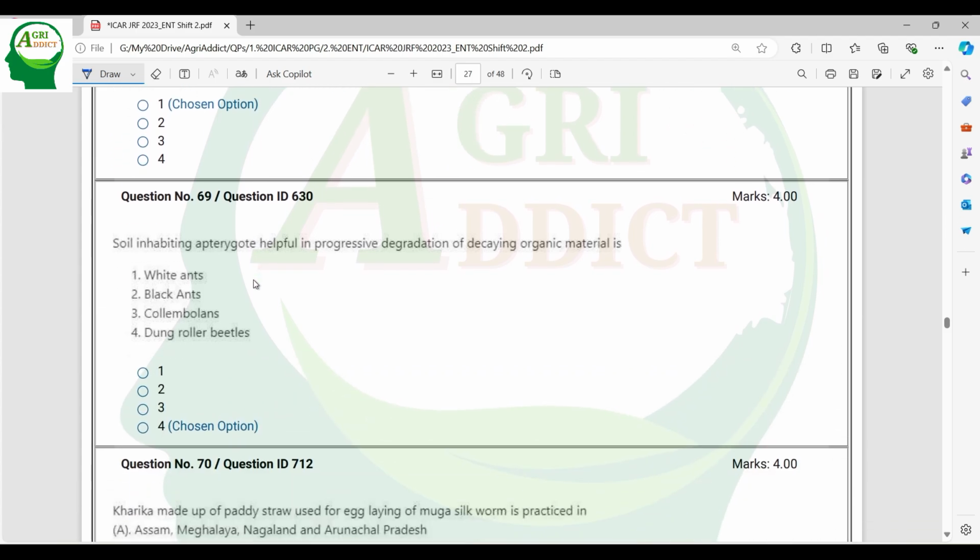Soil inhabiting apterygotes helpful in progressive degradation of decaying organic material is the collembolans. Okay, because they are apterygotes, only collembola is there, the rest are pterygotes. Option 3 is correct.